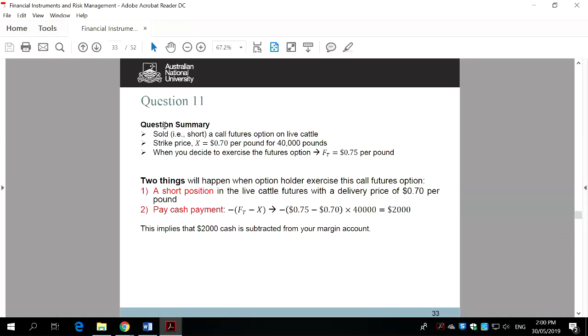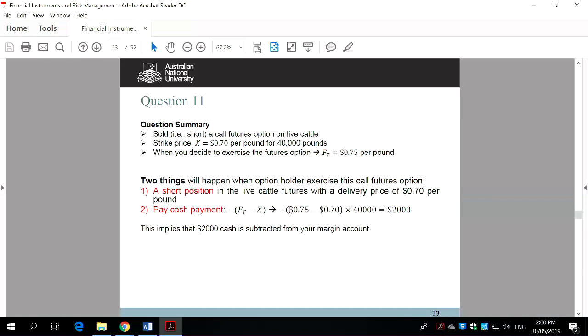So basically what we did here is we wrote a call option, we sold a call option written on the futures contract, okay? And the strike price is 70 cents per pound for 40,000 pounds. So if the option holder exercises this call option, what would happen to you as the call option writer is you get into a short position in the live cattle futures contract, all right? You get into a short position in the live cattle futures contract with a delivery price of 70 cents. So that's your strike price.